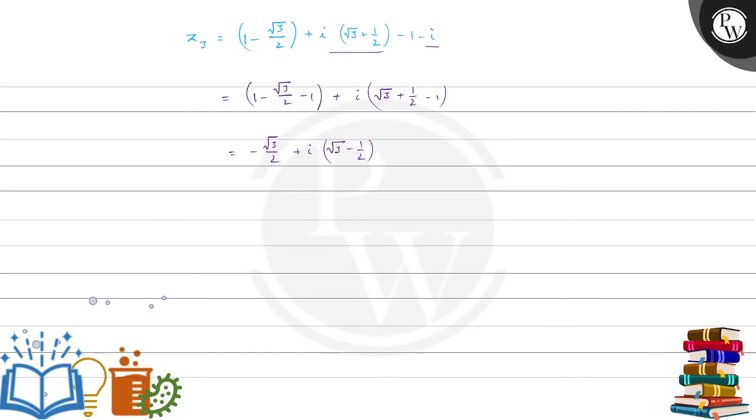You can keep the answer like this, and hence we can say that the final answer to this question is the complex number Z3 is equal to, in the standard form, minus √3/2 plus iota times √3 minus half. This is the answer to this question.